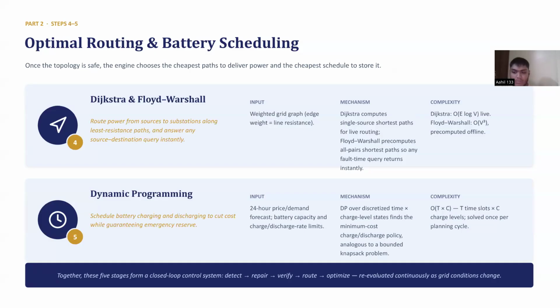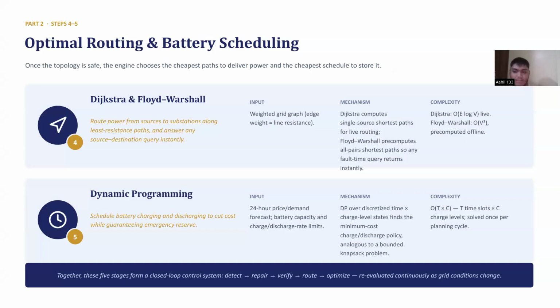Dijkstra computes single source shortest paths for live routing, while Floyd-Warshall pre-computes all pairs shortest paths offline, so that during an actual fault, any routing query returns instantly. Dijkstra runs in O of E log V for live queries, and Floyd-Warshall runs in O of V cubed. But since it's pre-computed ahead of time, it only takes O of 1 to look up that value.